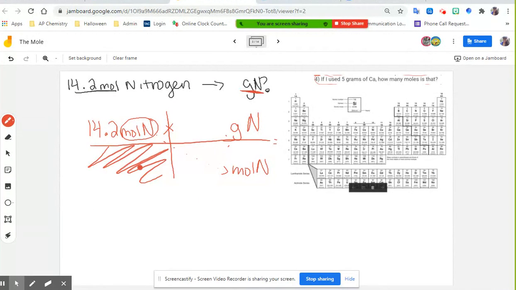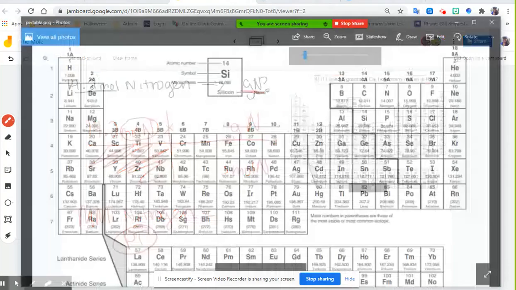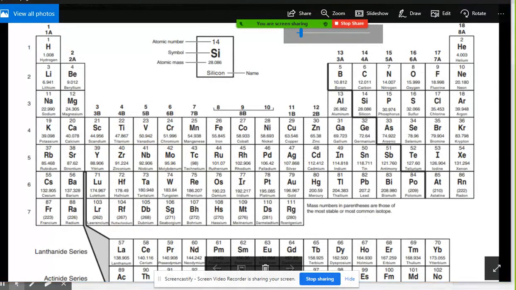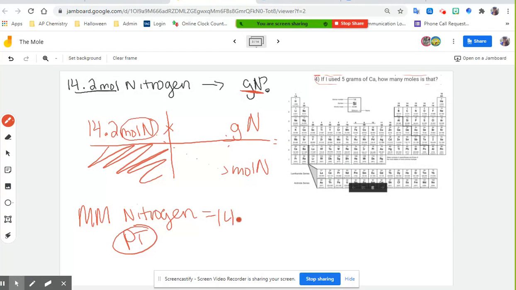All right, now let's think about what we need. We need a molar mass, right? So we need the molar mass of nitrogen. Molar mass of nitrogen, I'm going to look on my periodic table. Okay, molar mass of nitrogen is going to be 14.007 grams per 1 mole, right? Okay, well, looking here, this is set up really nicely. Grams, mole. So the 1 goes down here. My molar mass goes on top.